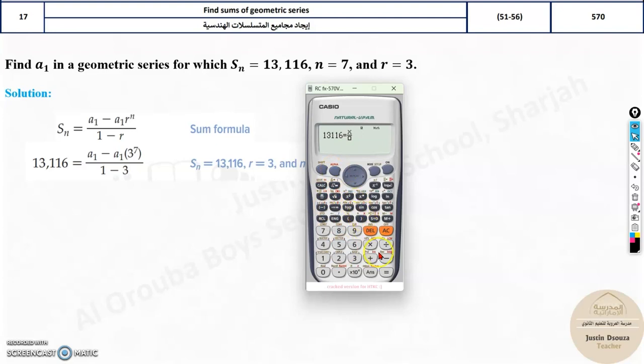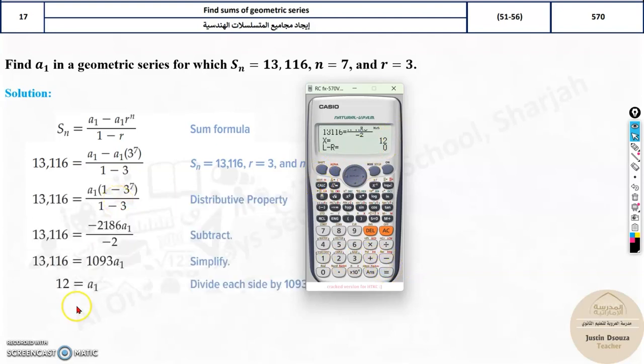a1 is unknown, so let's put X: X minus X times 3 to the power 7, divided by 1 minus 3, which is minus 2. Or you can write it as it is. Shift and solve will give you the answer. The answer is 12. So that is it. It's very simple, and it's the 17th topic. So directly use the calculator, and you will get the answer.